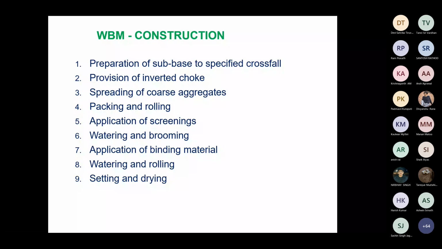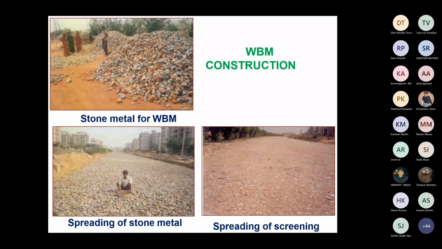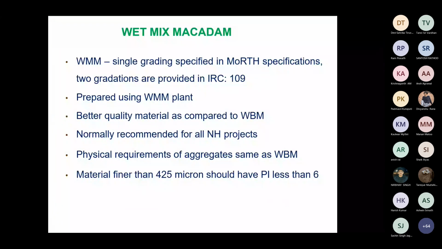Okay, so this is the construction procedure. First one is preparation of subbase to the specified crossfall, then provision of inverted choke, spreading of the coarse aggregate, packing and rolling, then application of screenings, watering and brooming, application of binding material, watering and rolling, and then setting and drying, and then you can have the next layer over there. Okay, that's about the water bound macadam.